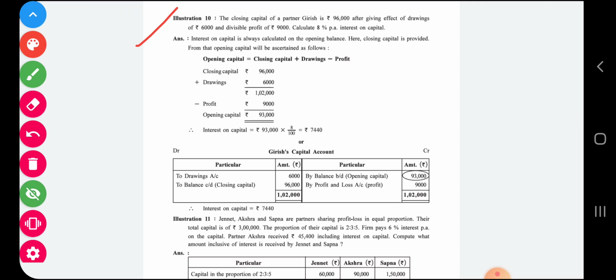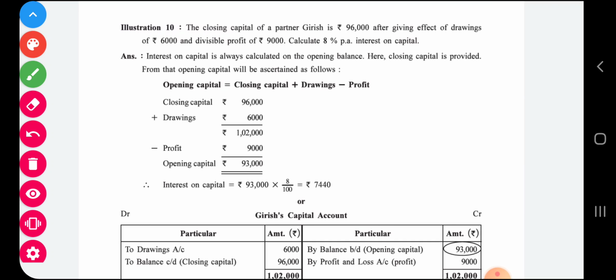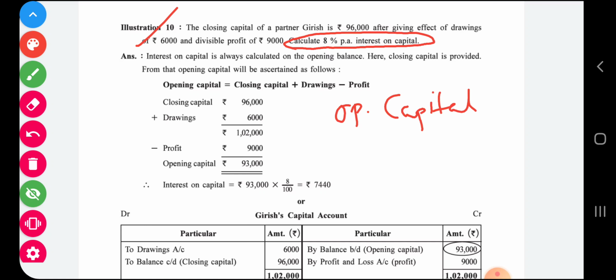Okay. Now what information is provided here? The closing capital of partner Girish is 96,000, after giving effect of drawings of 6,000 and divisible profit of 9,000. Calculate 8% interest on capital. Now friends, whenever it is asked to calculate interest on capital, remember interest is always calculated on opening capital. Now here capital is given, but it is a closing capital. Now how to find opening capital, that is the question.